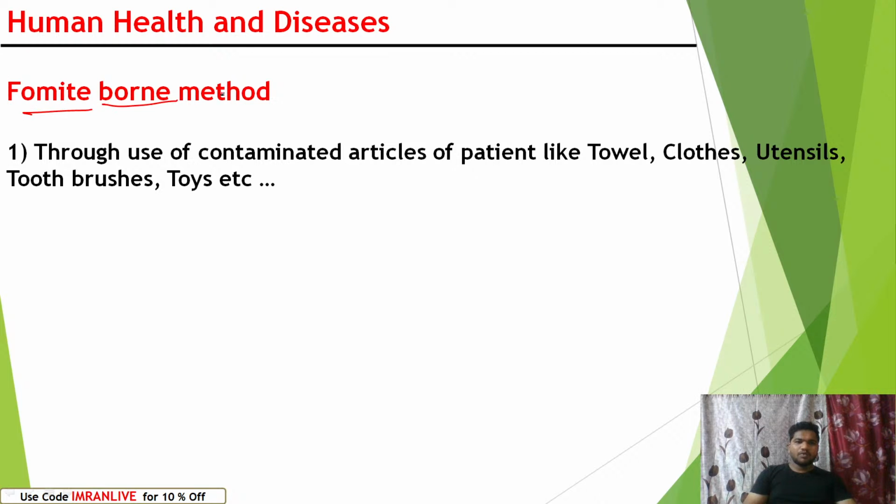Then let's understand about the fomite-borne method. What is the fomite-borne method? It is nothing but transmission through the use of contaminated articles of patients. For example, in your home or in your hostel or any place, if any person got any disease, and you are using his used towels, his used clothes, his used toothbrushes, toys, the pathogens may be present on their clothes, on their towel. The pathogens, bacteria, virus may be present on their toothbrush, toys which they play with. So when you touch them, they will enter your body, right? This kind of transfer of pathogens from an unhealthy person to a healthy person is possible. So that is the reason we have to be very careful.